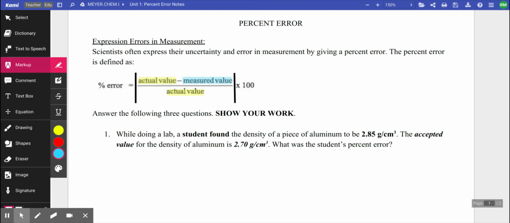Well, the first thing you need to do is figure out which value is measured and which value is the actual. So, the actual value of aluminum, the accepted value, is 2.7. Okay? The measured value is what you do in lab. So the student found the density to be 2.85. That is what they measured it to be. I highlighted the numbers for you so then you can plug it into the equation from above.